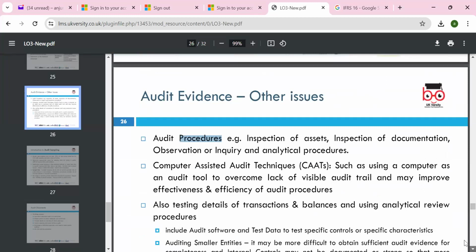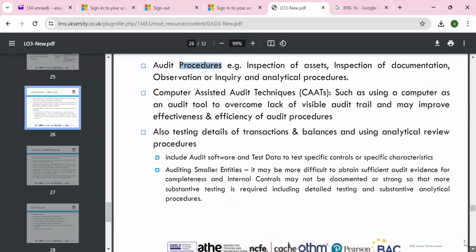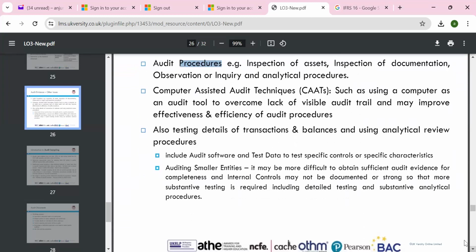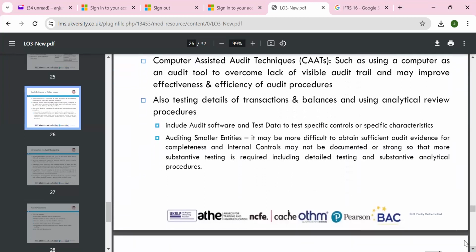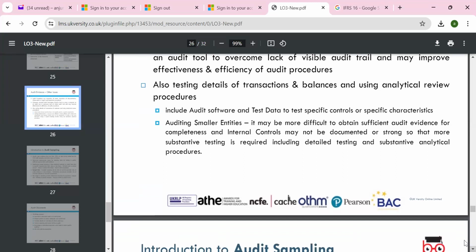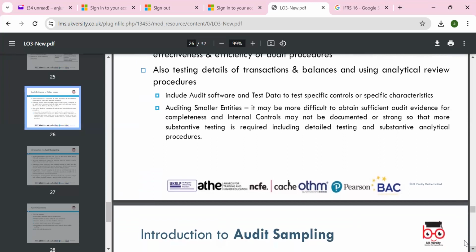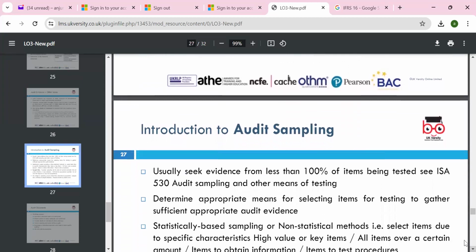Internal audit includes audit software, test data, and specific controls. Auditing small entities, it is more difficult to obtain sufficient audit evidence for completeness, and internal control may not be documented strongly. There can be substantial testing required, including detailed testing, and substantive analytical procedures can be applied.